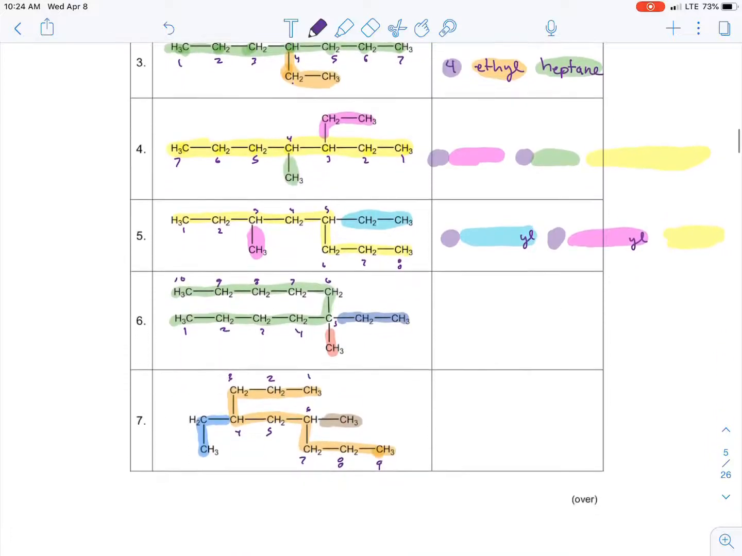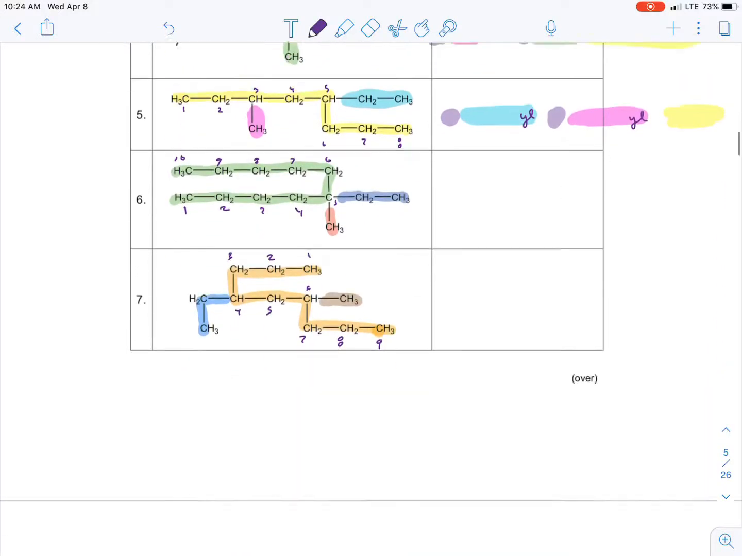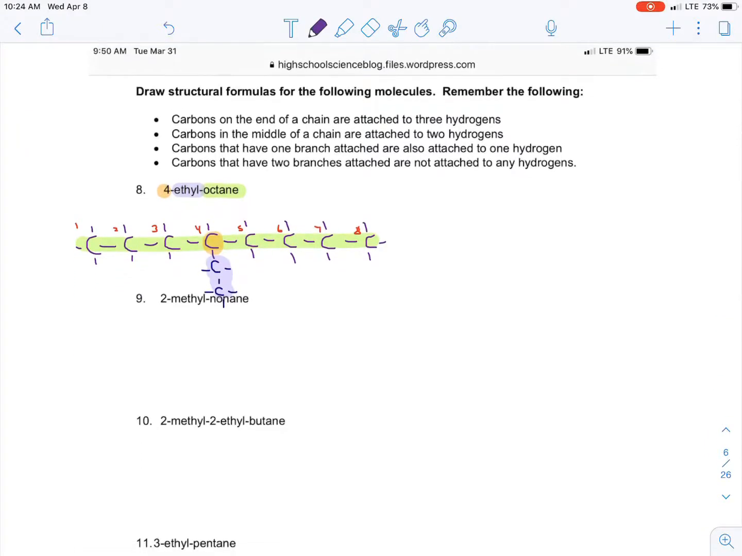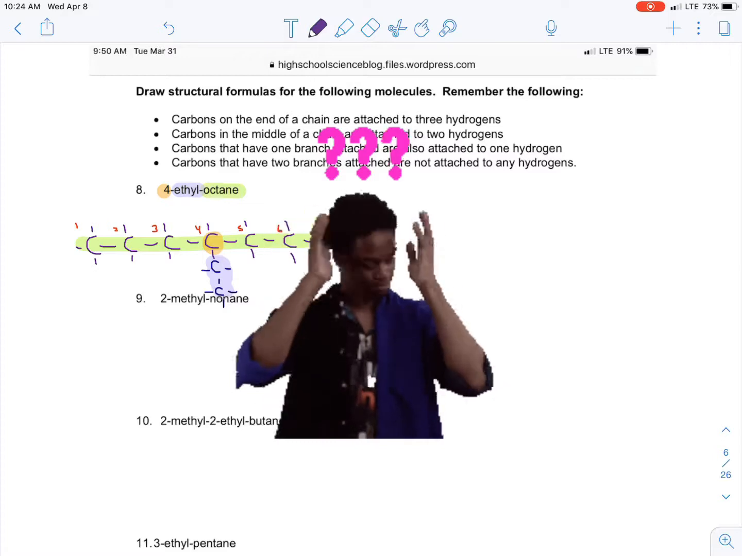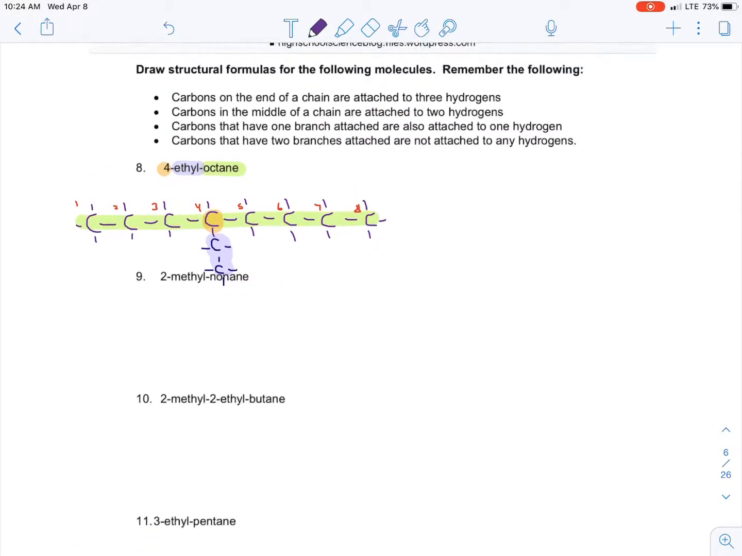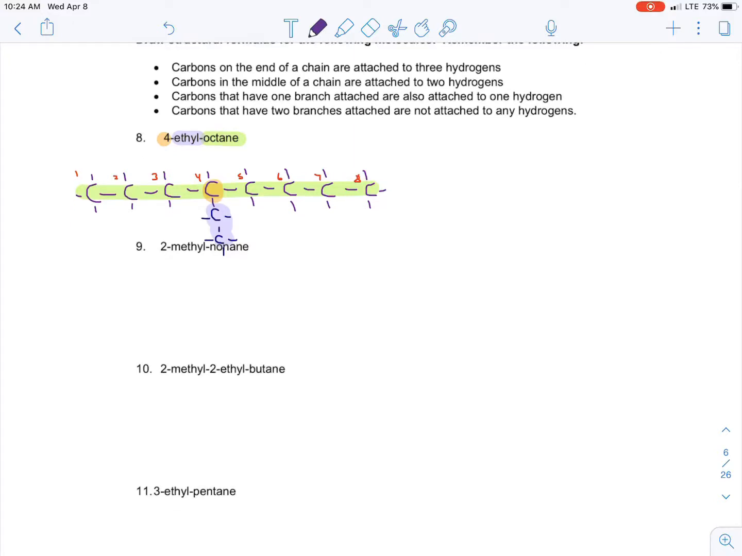That's naming alkanes. All right, we're going to go one more thing, and we're going to draw them. I know what you're thinking. Mr. Arnold, this is so hard. It's not that. This is going to be easier. Oh, my gosh. Somebody went ahead and did this one. Oh, look what I did.